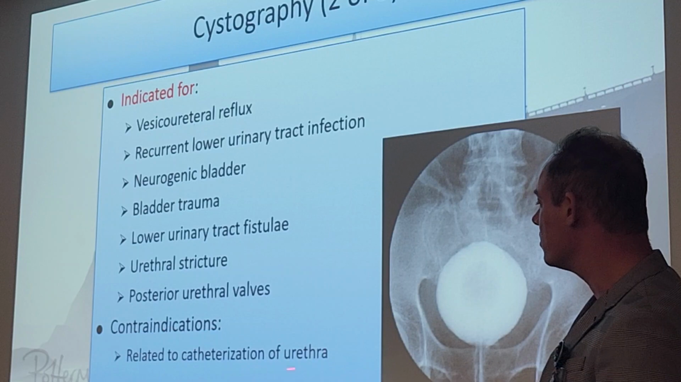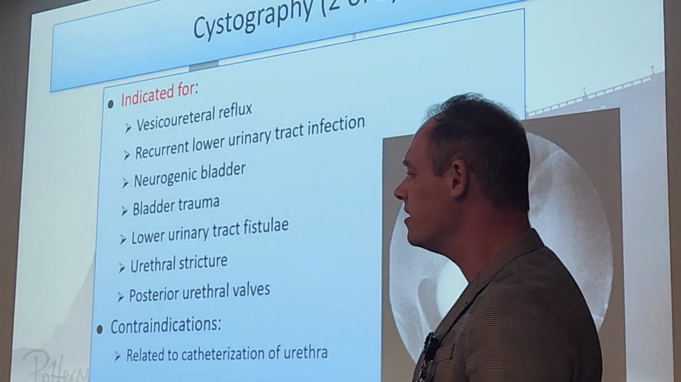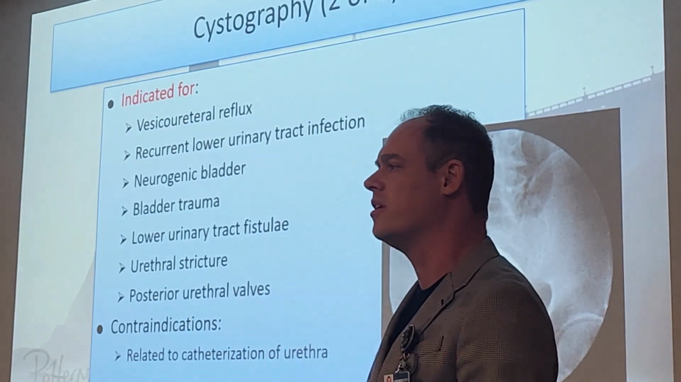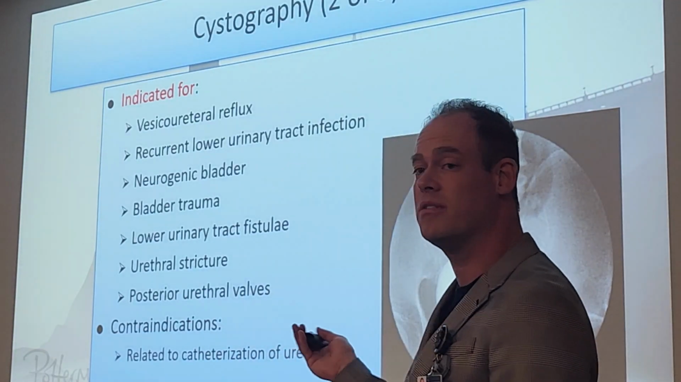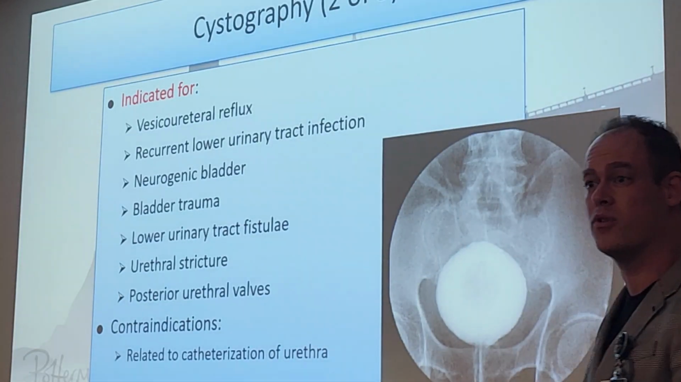Contraindications are going to be related to catheterization of the urethra. If they can't handle the catheterization, or the infection's so bad they can't catheterize, and so forth. Catheterization can actually be very tough on certain patients, especially if there's a stricture present. You never want to force that catheter either.